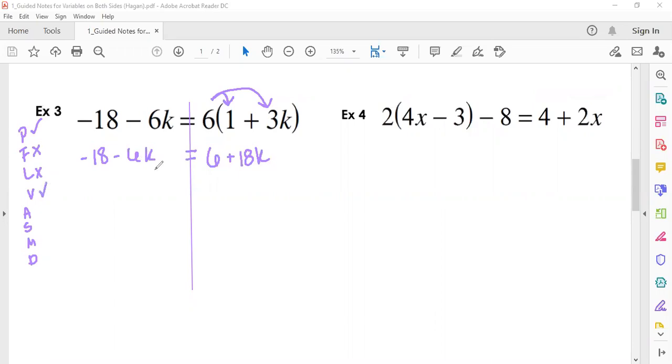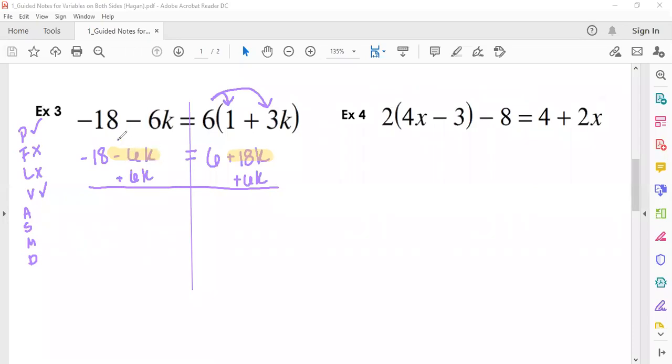I do have variables on both sides. If we check this out, you will see I've got a negative 6K and a positive 18K. And you know my rule, we always move the smaller variable. So my smaller variable here is negative 6K. So I'm going to add 6K to both sides. I'm going to move that one by doing the inverse operation.